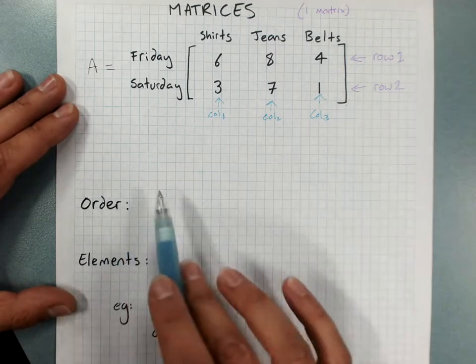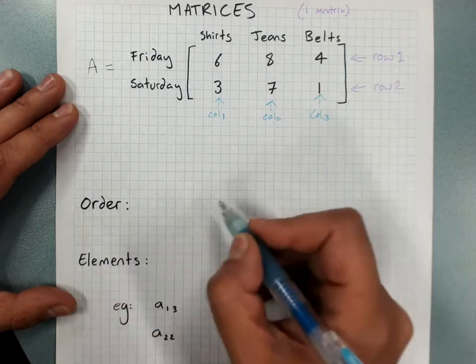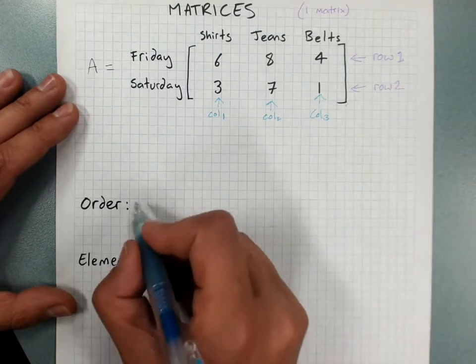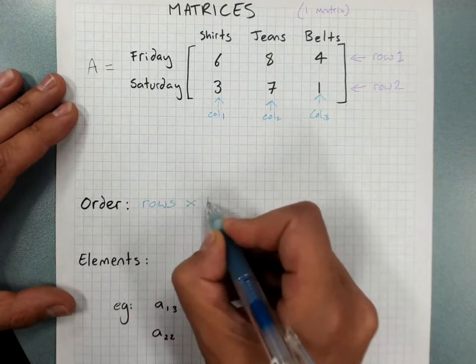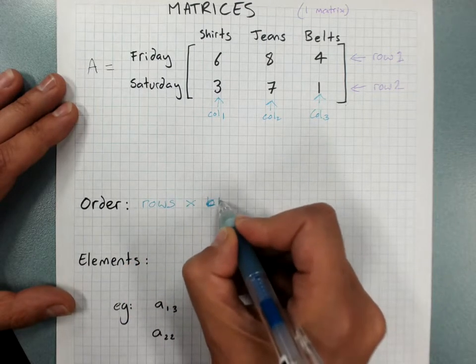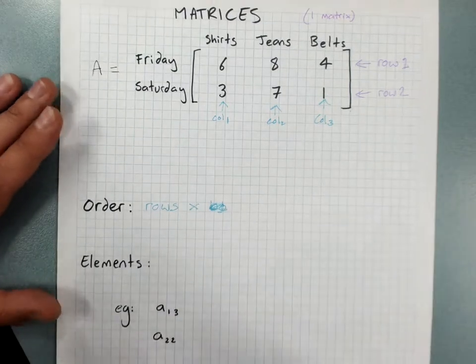The order of a matrix is its size and shape, and is written as rows by columns.